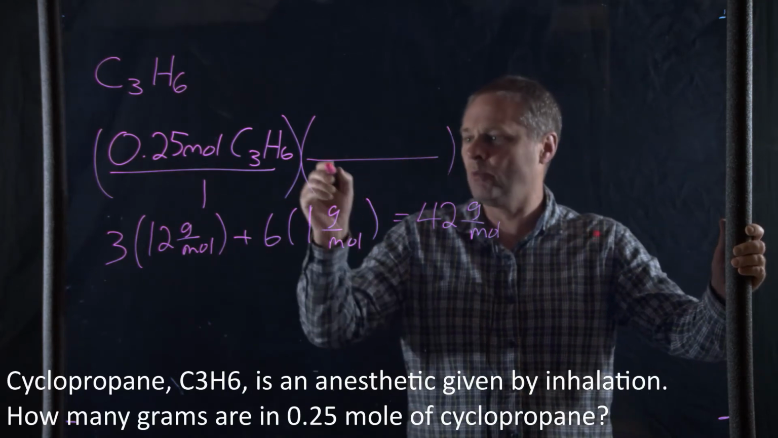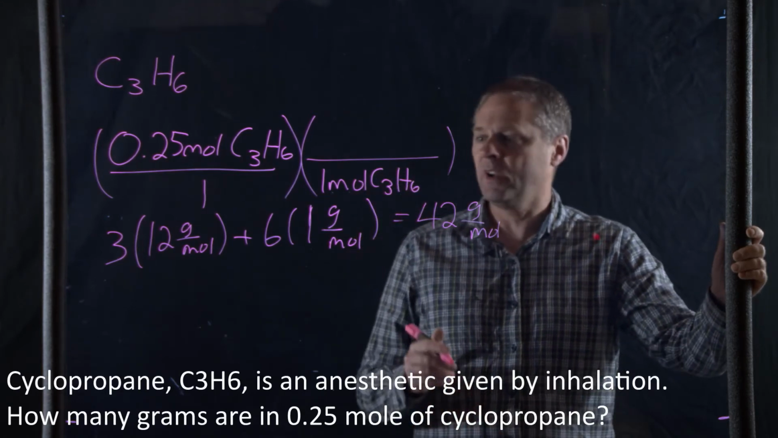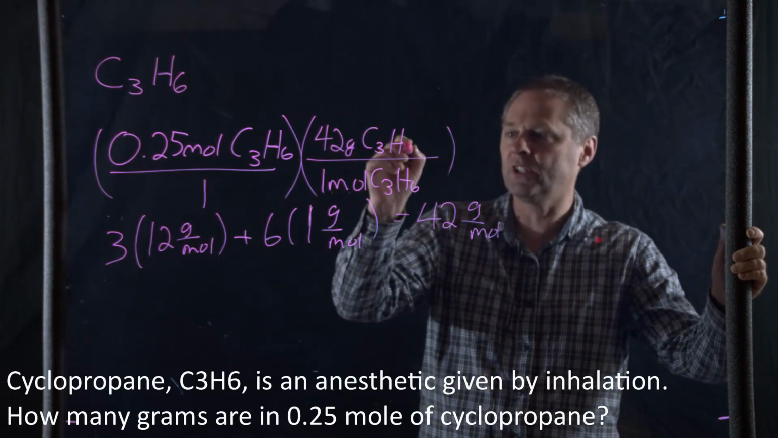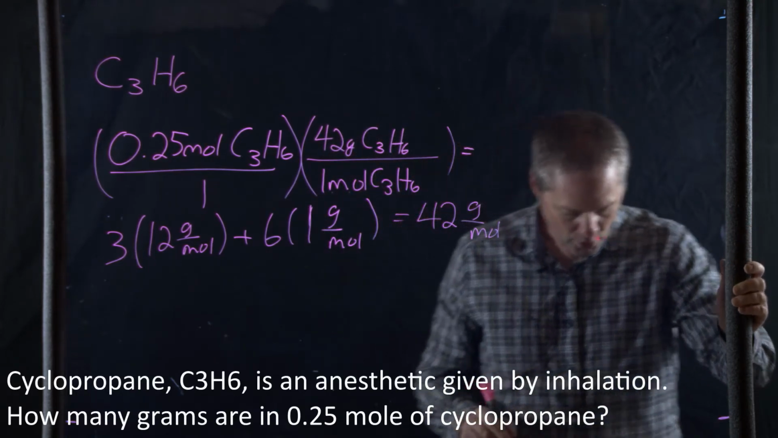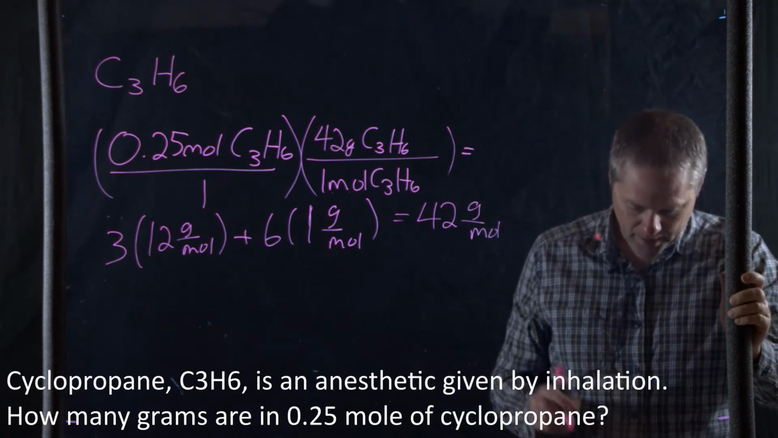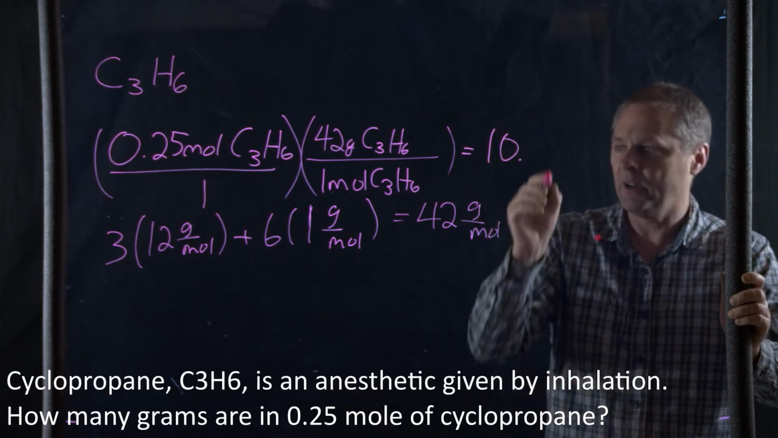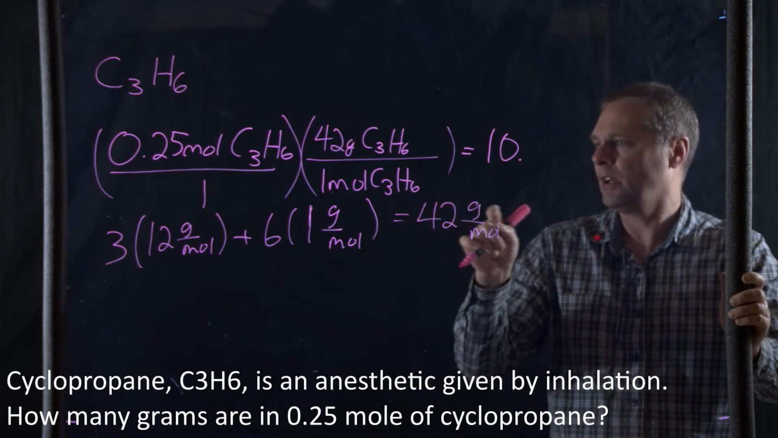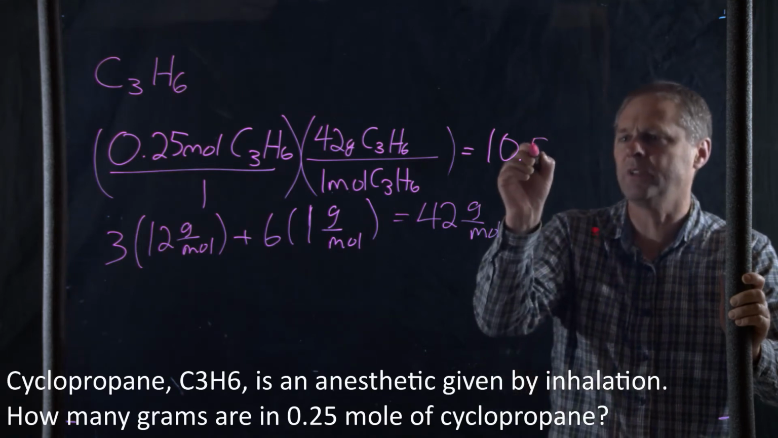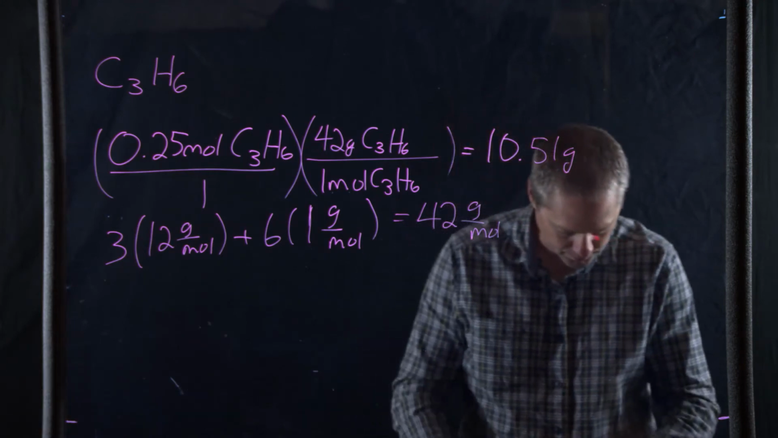And so we have 1 mole of C3H6, and then we're going to put the 42 grams of C3H6 up here. We're going to do this arithmetic real quick, and what we end up getting is 10 point, so that should be 10 point, yeah, 10.51 grams is what we'll end up getting for that. All right.